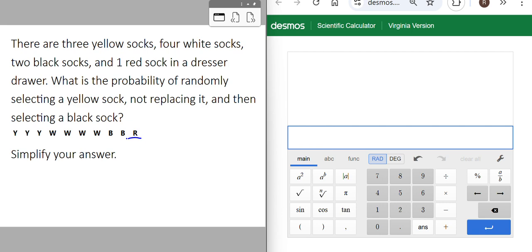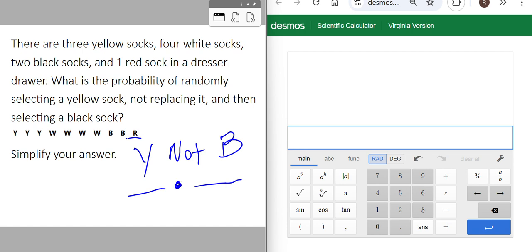Now, when I start reading the problem, I'm going to write myself a note about what I'm trying to do. It says, what is the probability of randomly selecting a yellow sock, not replacing it, and then selecting a black sock? Did you notice my shorthand there? I put a Y for yellow, not, because I am not putting it back, and a B for black. So we know if 2 things are happening, we're going to have 2 fractions, correct?